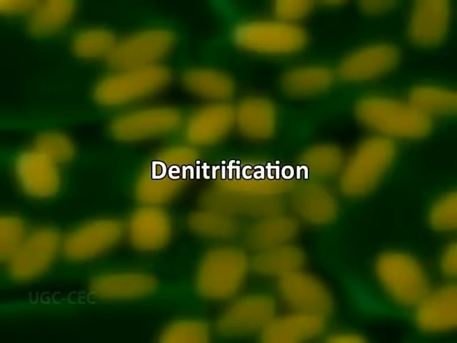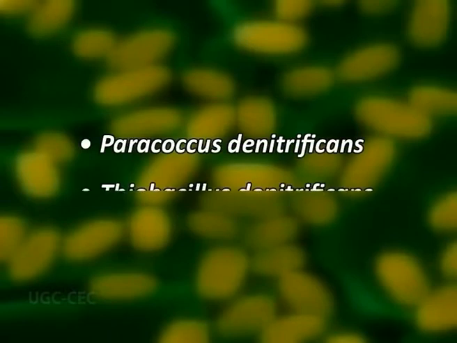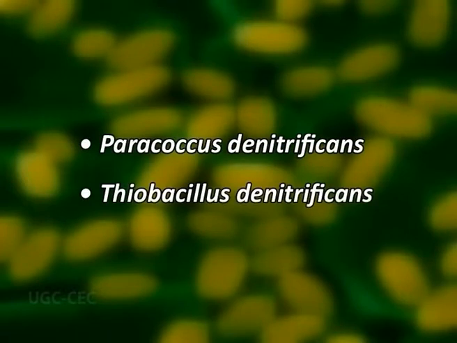One more important negative role of bacteria is in denitrification. Some bacteria such as Paracoccus denitrificans and Thiobacillus denitrificans are known to convert nitrates in soil into dinitrogen or molecular nitrogen, which then escapes from soil into the atmosphere. The process is called denitrification. Because of denitrifying bacteria, soil fertility is reduced, thus having a negative impact on our agriculture.